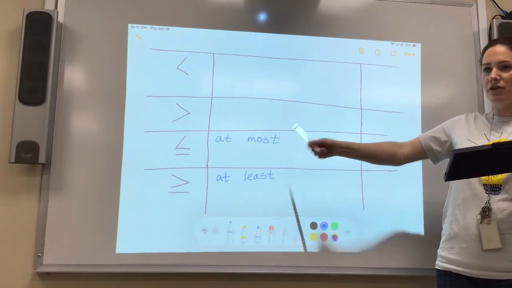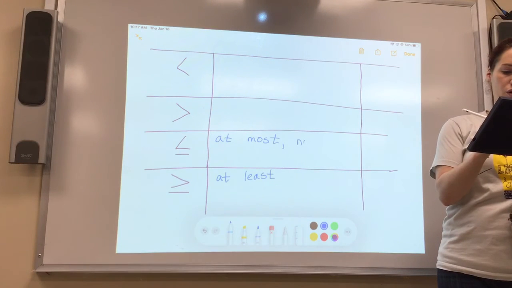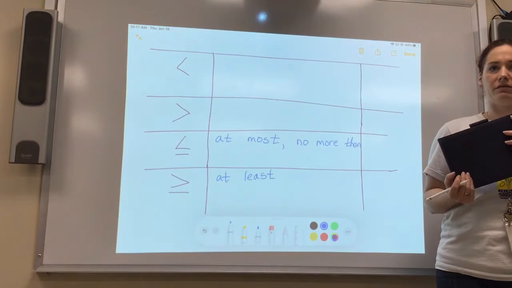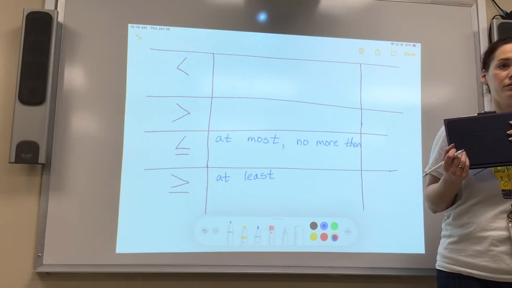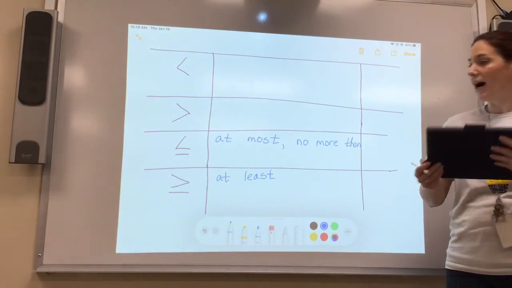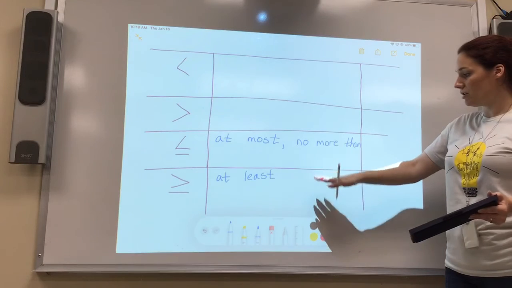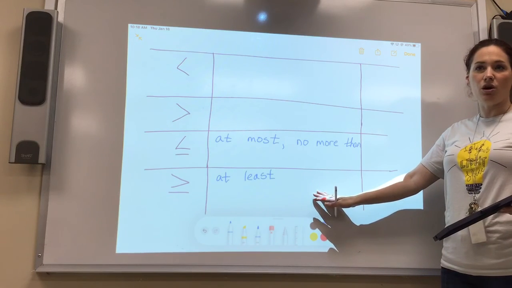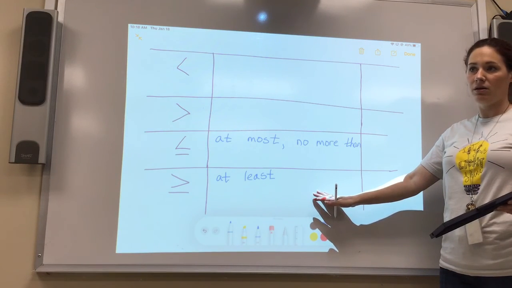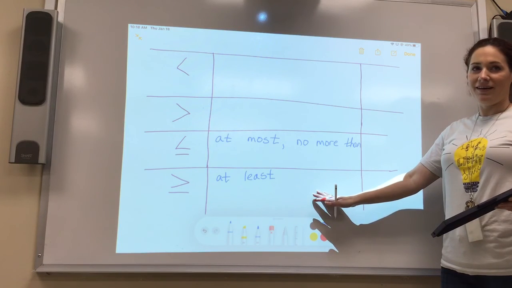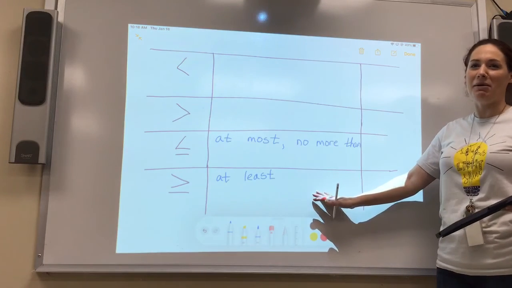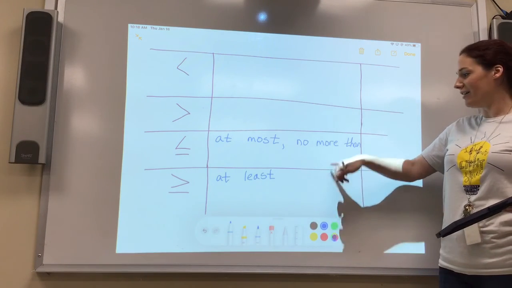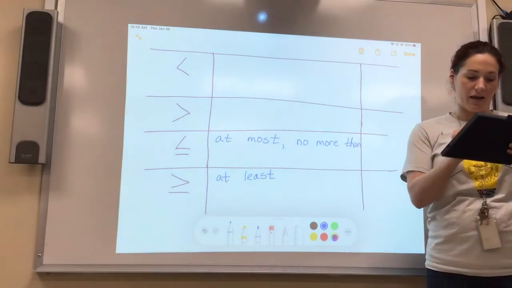Another one that you might see for this, I'm going to put a comma and do no more than. You can have no more than 4 cookies means you can have up to 4, you just can't have more. How would this wording change to be greater than or equal to? Instead of no more than, what would that be? Yes, more than would be fine. That's not usually how we say it though. Usually instead of more we say no less than.